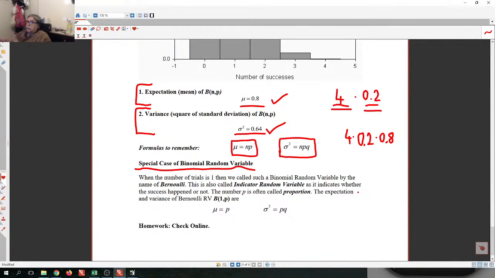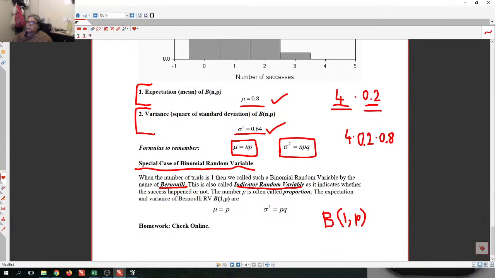So on any given trial, the chance is exactly the probability that this person is going to say, yes, I'm supporting that guy. This particular random variable is a binomial random variable with only one trial and some probability of success, the proportion of the population that would say yes. It's called a Bernoulli random variable. It's also called an indicator random variable, but more often it's called a Bernoulli random variable.